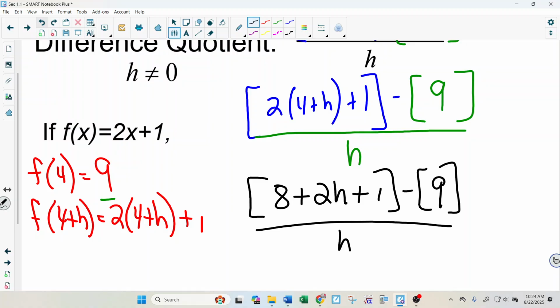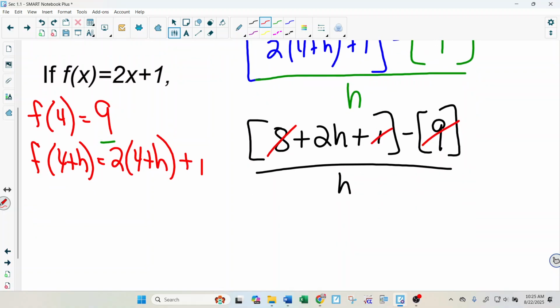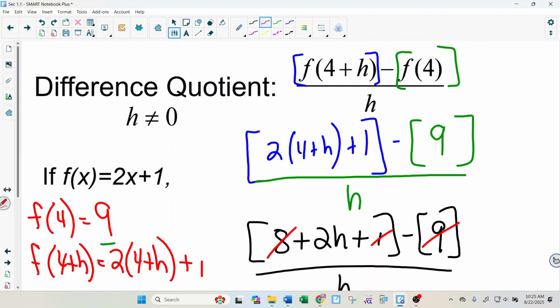And you're going to see what happens to all of the numbers. 8 and 1 is 9. This cancels. That always cancels. And then what we're left with is just 2h over h. Those h's will always be able to cancel. And now you're left with just 2. That's the process. All right.